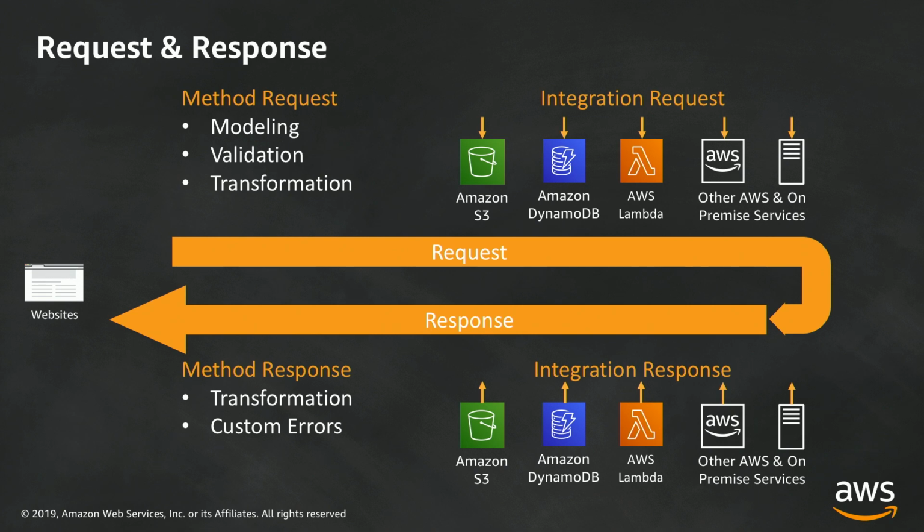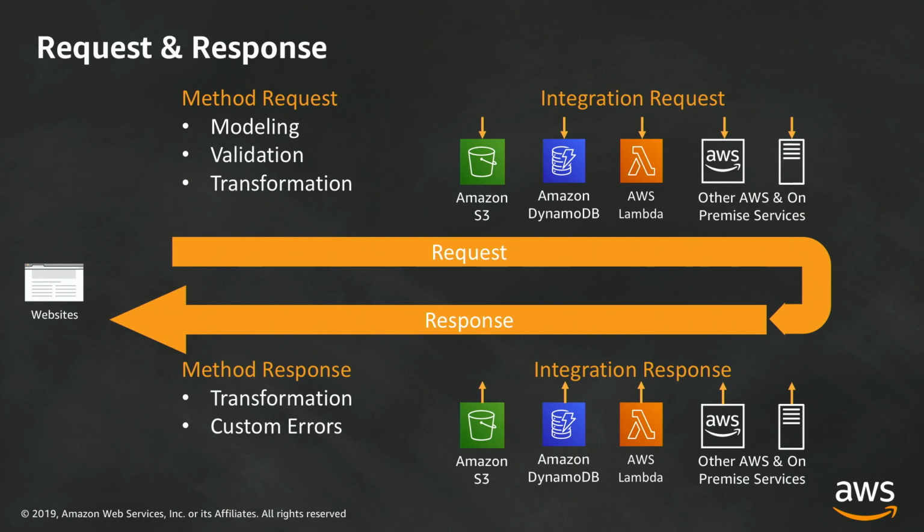So at the method request level, we can modify our request and then pass it to the integration in the new format. And when I say integration, I mean we've listed some examples here. We can integrate directly with Amazon S3, directly with Amazon DynamoDB, with AWS Lambda, and other AWS and even on-premise services. And this is kind of cool because a lot of times we think, well, if we're going to use API Gateway, it can only sit in front of a Lambda, right? Yeah. I think that's kind of a misnomer.